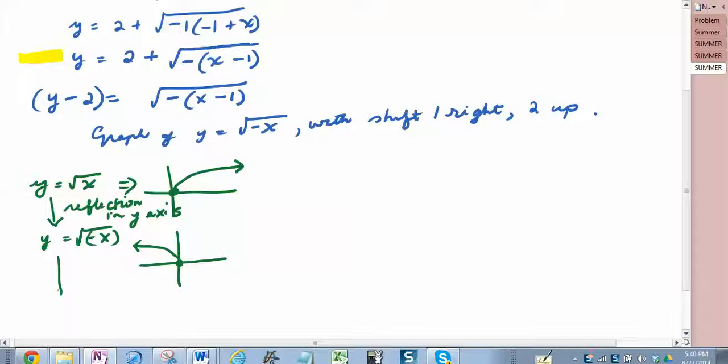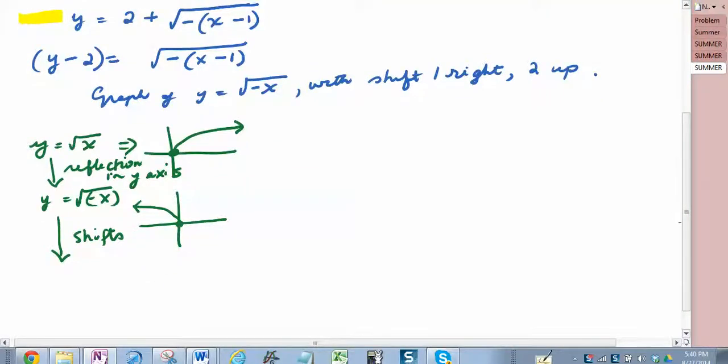I'm now going to add my shifts. So with the shifts, the graph now looks like this. The point 0, 0 gets shifted 1 right and 2 up. And then I sketch my graph, and let's see, it looks something like that. It's not a very pretty graph.